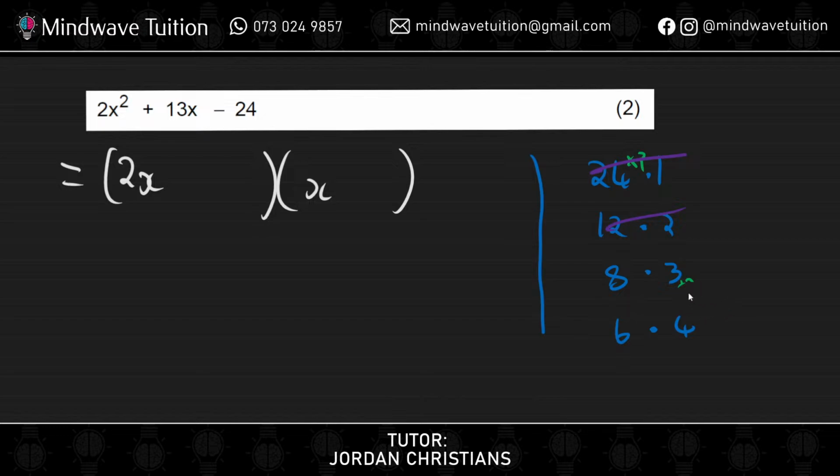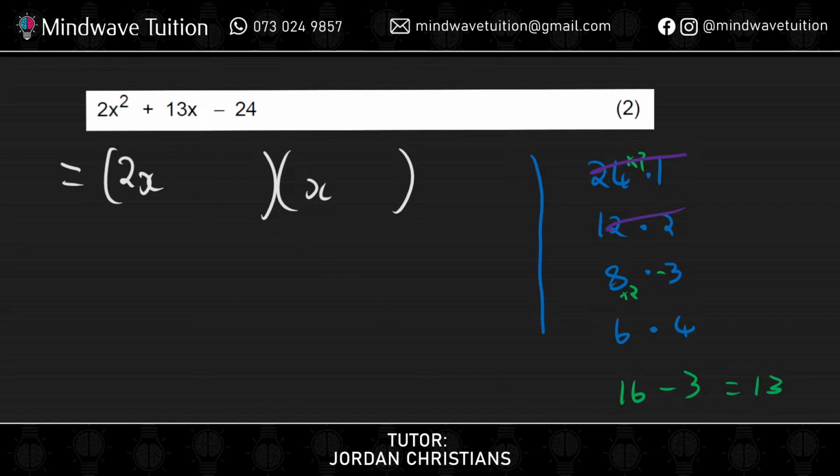So let's instead say 8 times 2. And again, this is negative 12, so one must be negative and the other must be positive. So 8 times 2 is 16, and if we say minus 3, 16 minus 3 will give me 13.